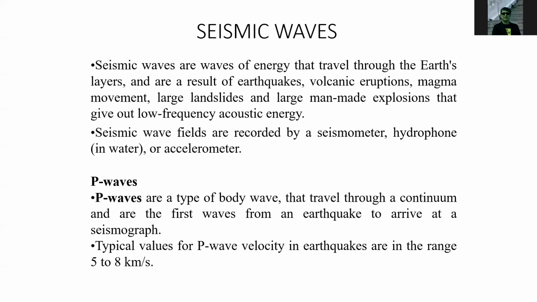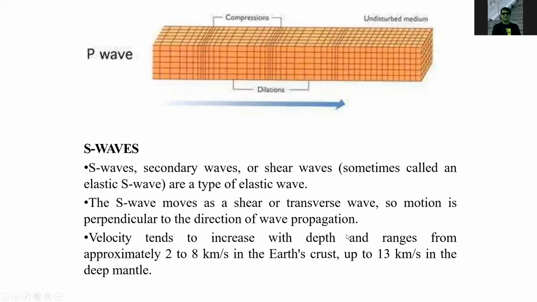So P waves are a type of body waves that travel through a continuum and the first wave from the earthquake to arrive at a seismograph. Typical values of a P wave velocity in an earthquake are in the range of 5 to 8 kilometers per second. So this is a P wave, it travels about 5 to 8 kilometers per second.